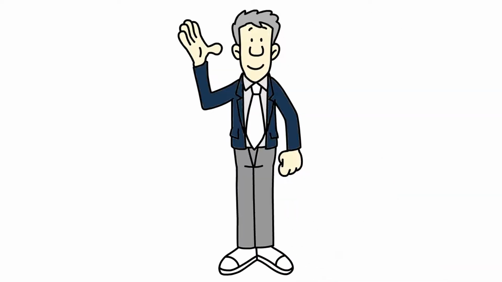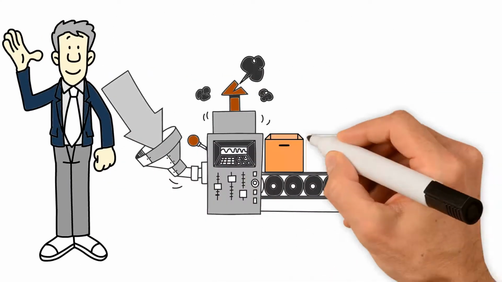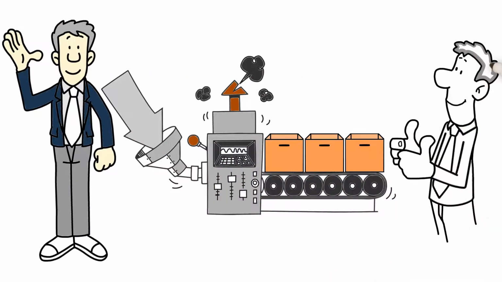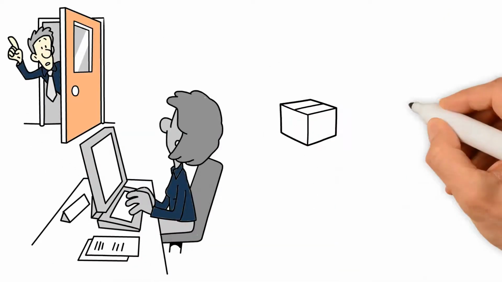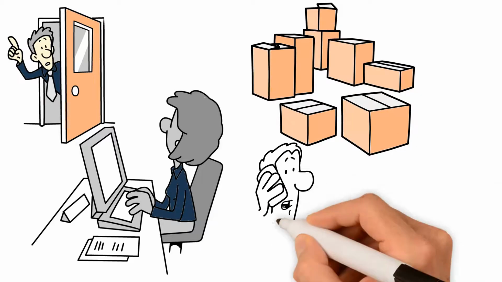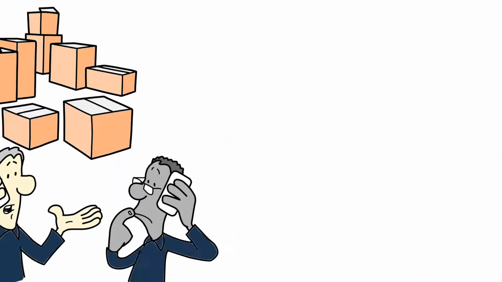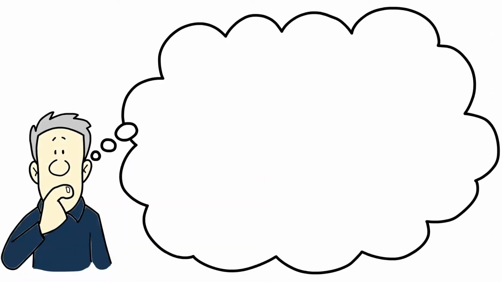This is Jim. He works in quality management, ensuring that the products are made according to the specifications. Last week, Jim got called into his manager's office. Defect products got returned. Customers have complained about quality issues. Jim was puzzled. How could this happen?